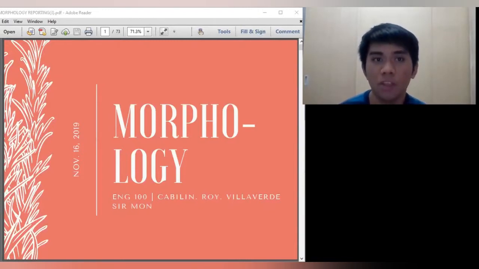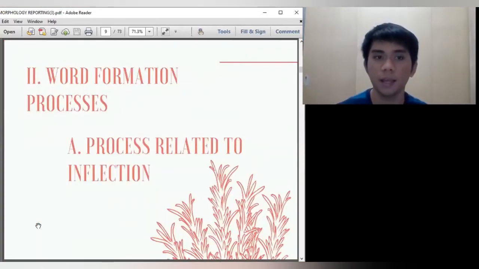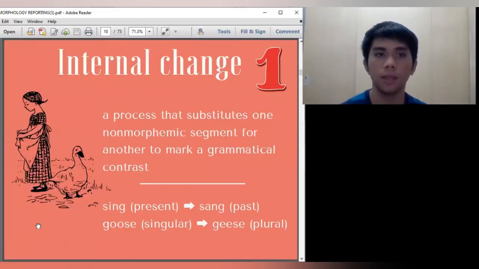And compounding, we know, is one of the processes in manufacturing words, which is at the very core of morphology, which is my group's report. But now let's have the word formation processes. First, those processes that are related to inflection. First is internal change. So it's a process that substitutes one non-morphemic segment for another non-morphemic segment in order to mark a grammatical contrast. And the contrast that it marks is from present to past.